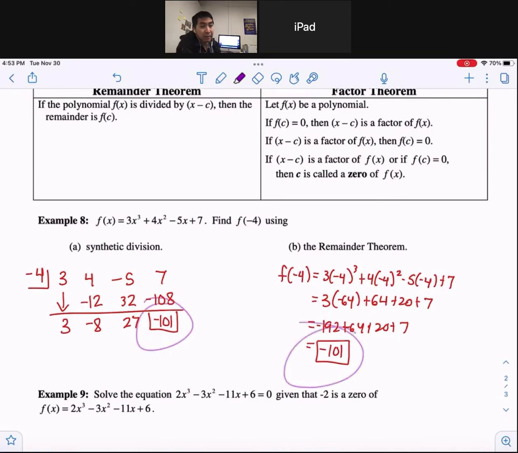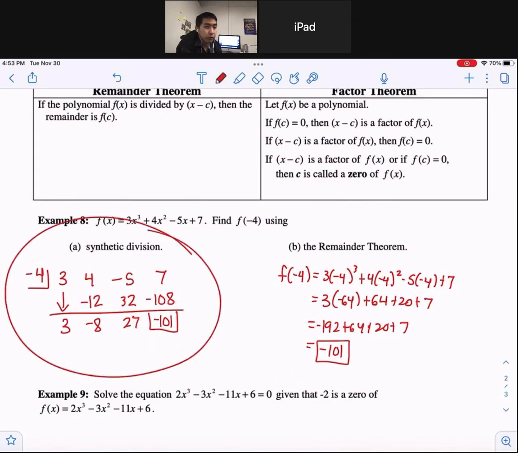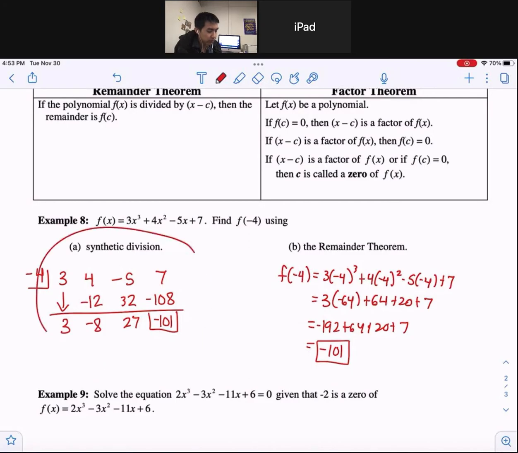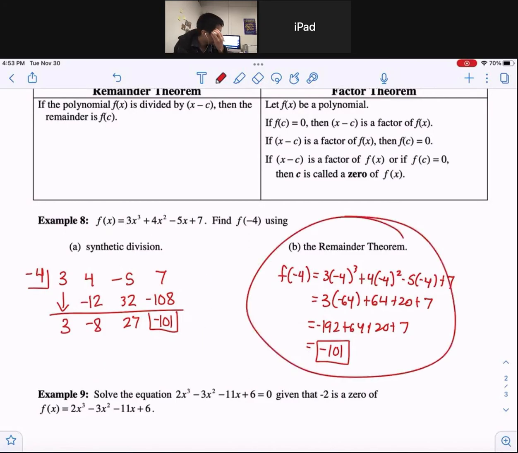Aren't these the same? In order to find your remainder, you could also use synthetic division. You could do either of the two, and both of them are important for when we do rational root theorem in the end. But just remember, you can use either synthetic division to find your remainder, or you can use the remainder theorem to find your remainder.